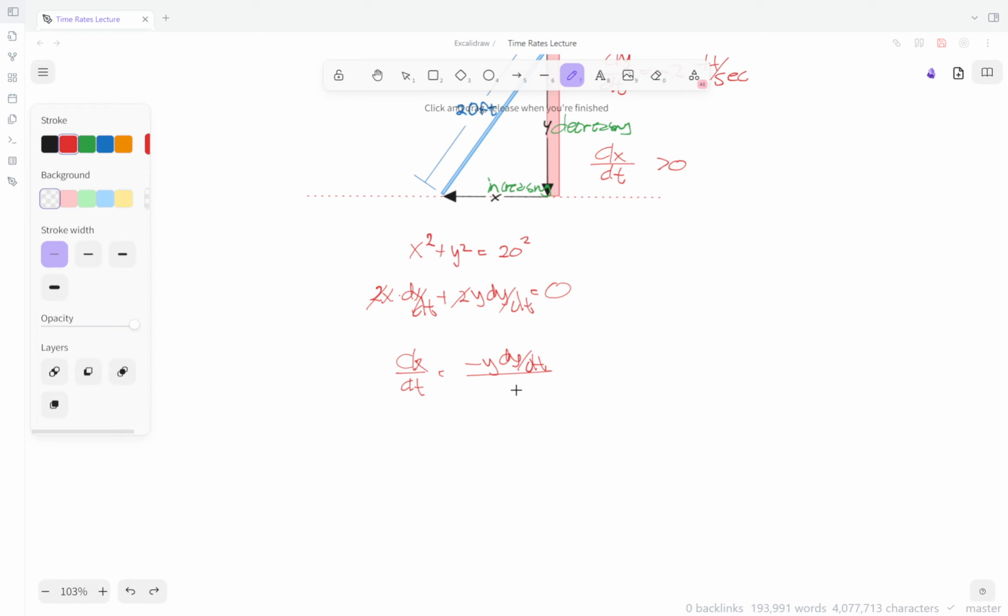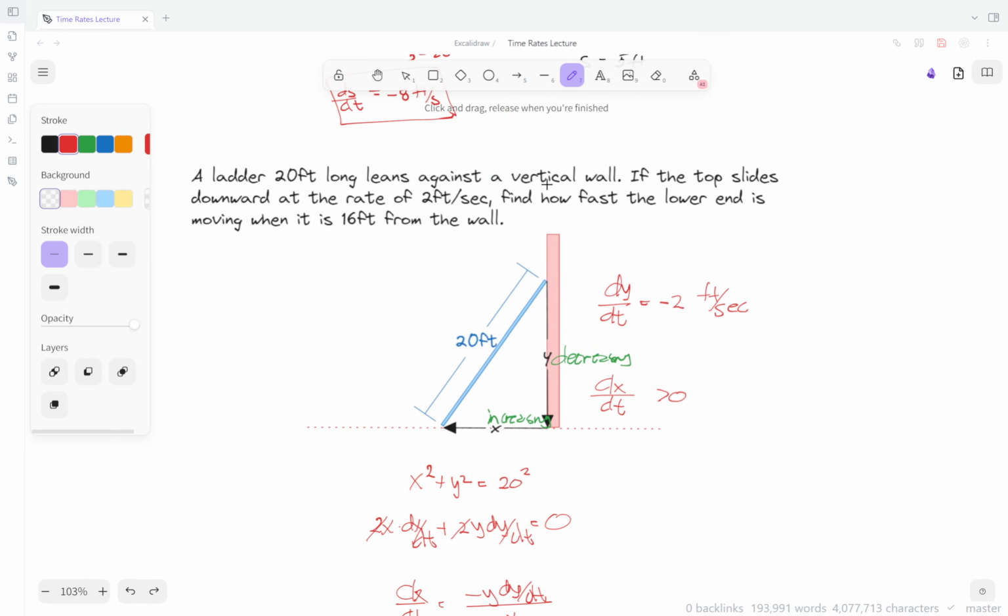all over x. So dx/dt equals negative y dy/dt all over x. Where does x come from? It's coming from this part right here. Okay, so now let's plug in the values that we know. We know dy/dt. dy/dt is given by negative 2. So we put here negative 2. We also know the value of x.